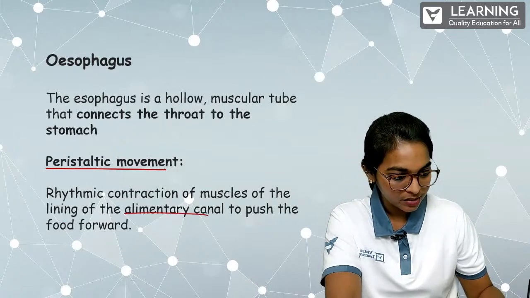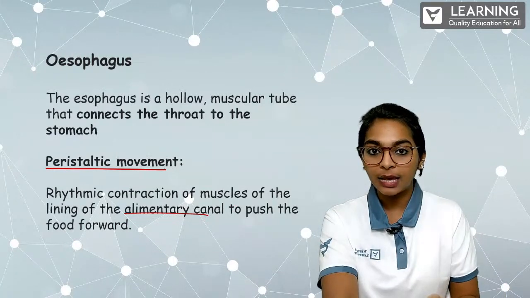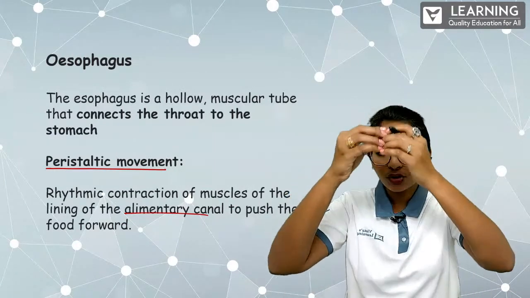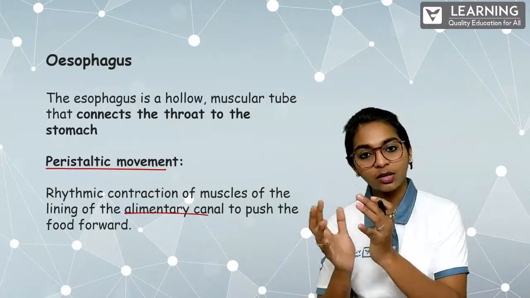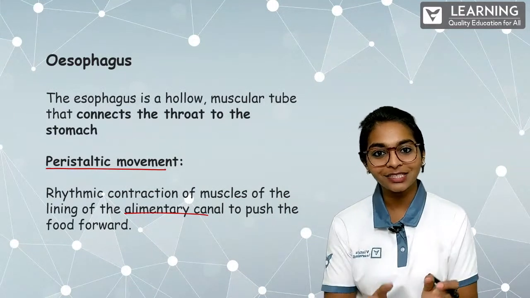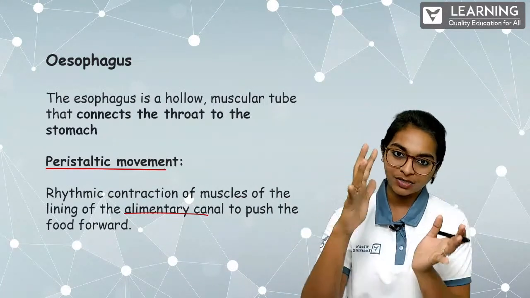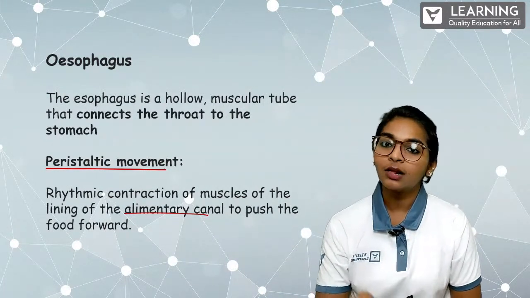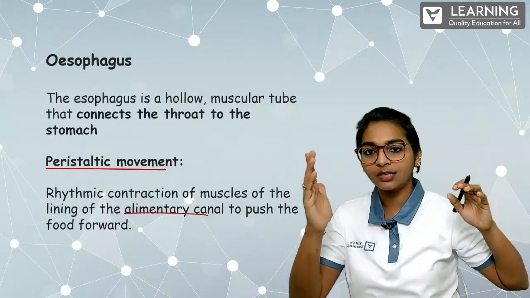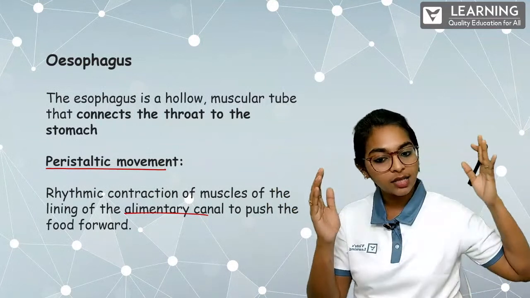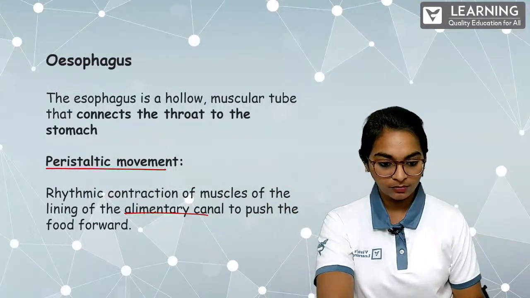What is an alimentary canal? From your mouth till the anus is called the alimentary canal, because it is one continuous tube. In the middle you have some bulges: the stomach, which is a J-shaped bag-like structure, and in the large intestine, the rectum. But it is a complete canal where one end starts and the other end goes out of the body.